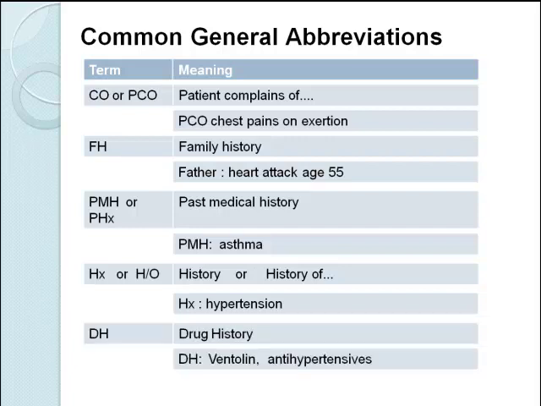Your drug history, obviously very important. So perhaps in the past your DH was Ventolin due to the asthma. Helps open up the airways to help you breathe. And antihypertensives, so drugs which work against the high blood pressure.